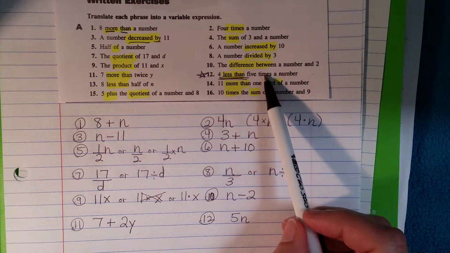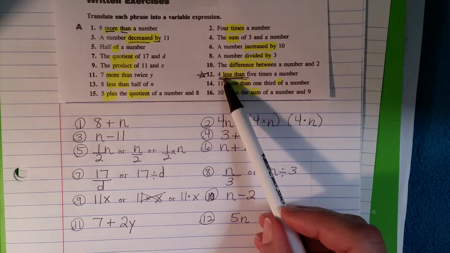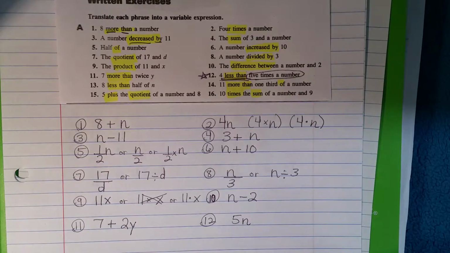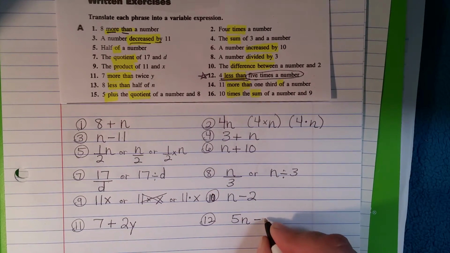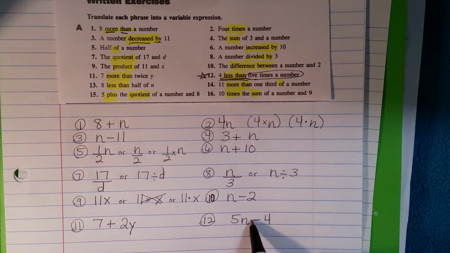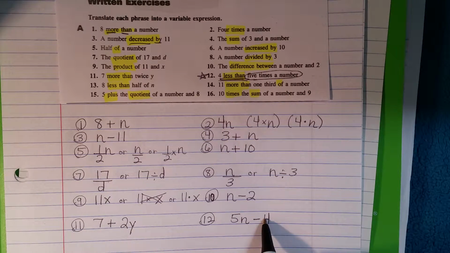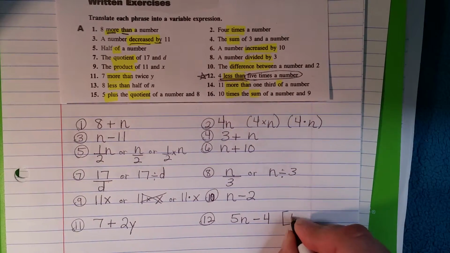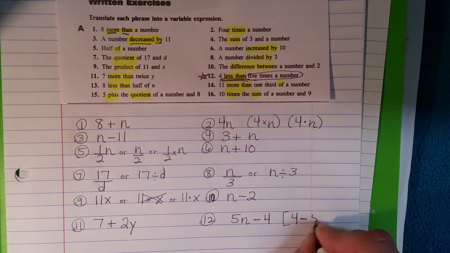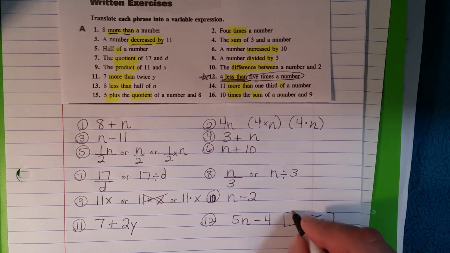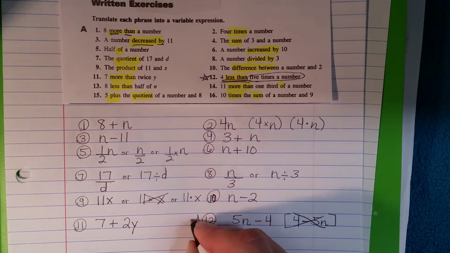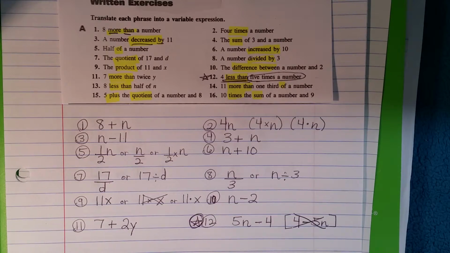4 less than 5 times a number means you're taking 4 away from 5 times a number. So it goes like this. The less than means you put the minus 4 after the 5n and not before. Just because the 4 comes first, don't do this. 4 less than 5n, that is incorrect. You have to put the minus 4 after. Okay, that is really important.